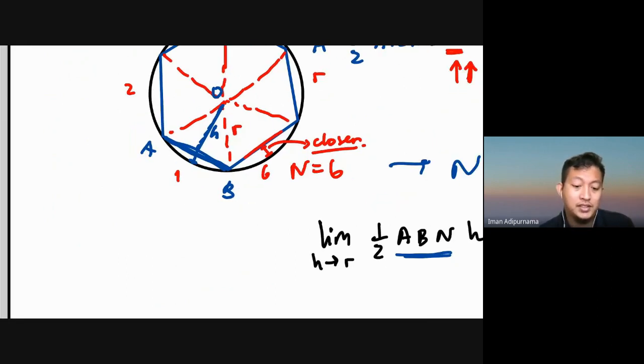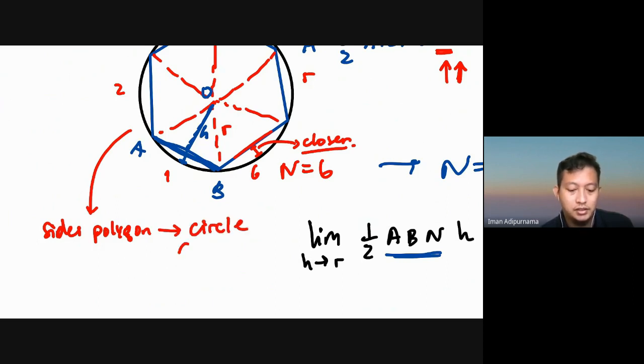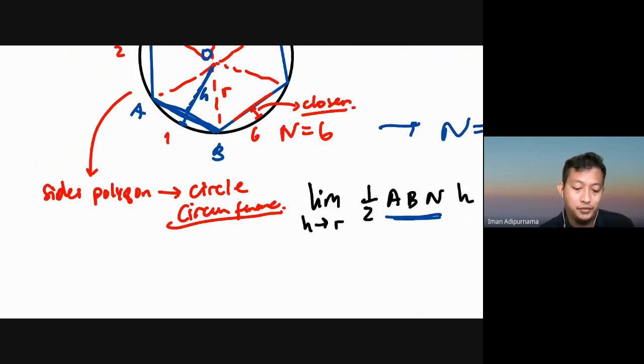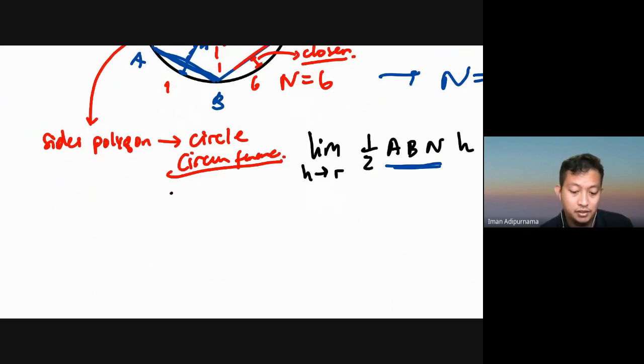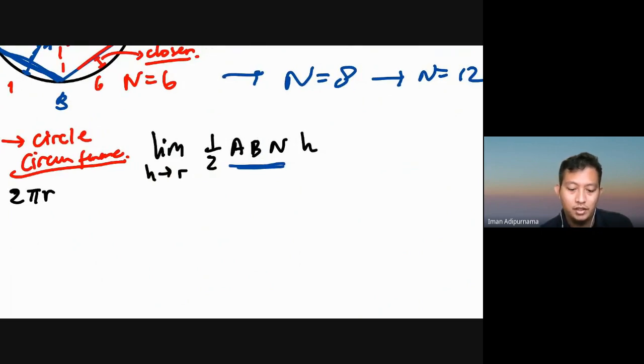So the sides of polygon, we're getting closer to a circle. Circle, circumference. Okay. What is the formula for circumference for the circle? It's just 2 pi r, right? That's why we can write this in terms of 2 pi r and h.